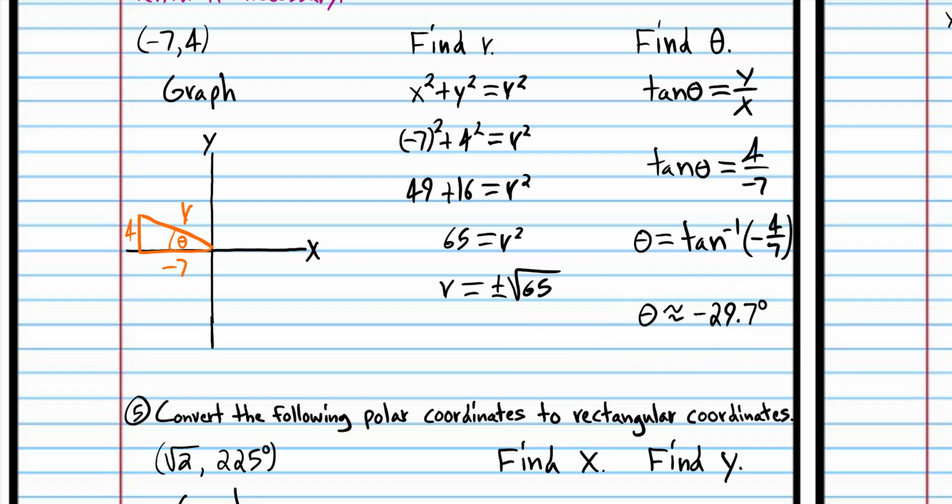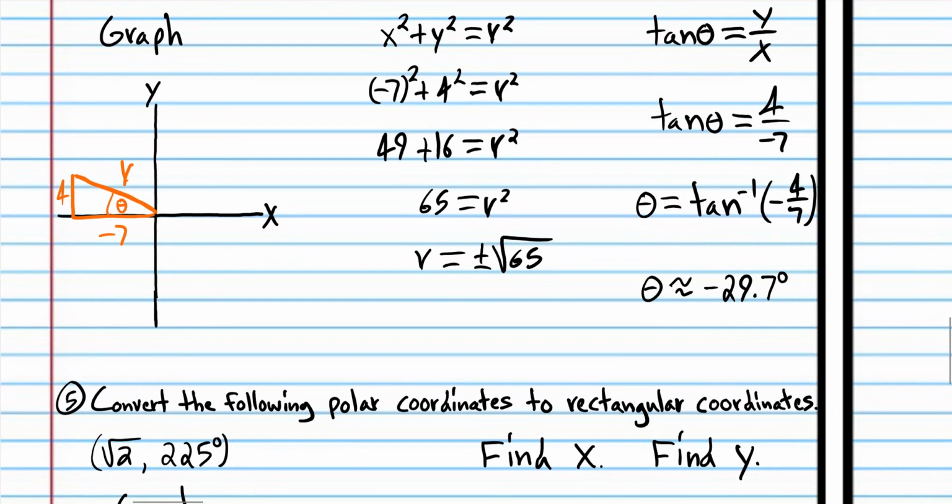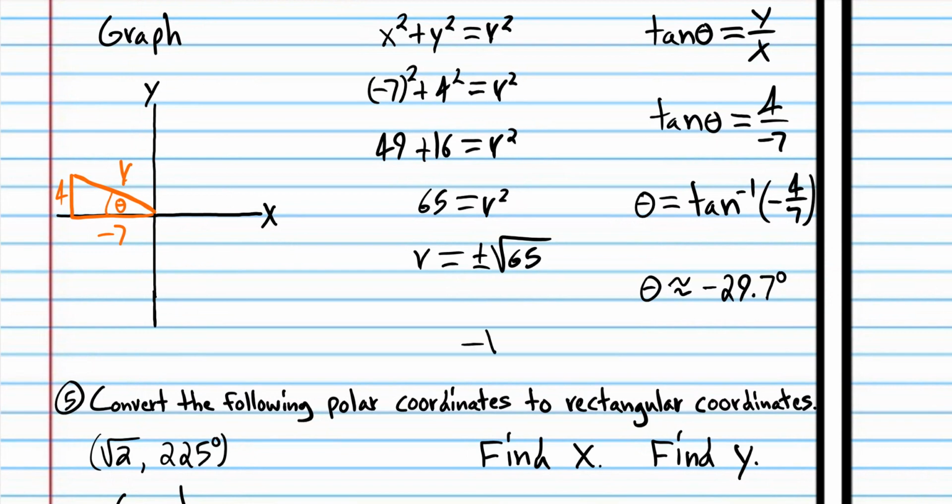Now what if we use negative root 65? Well, then we count out root 65 in the negative direction, and then if we rotate negative 29.7, we rotate clockwise and we get to our point. So that tells us that we need to use negative root 65. So in polar coordinates, our point is negative root 65, comma, negative 29.7 degrees.